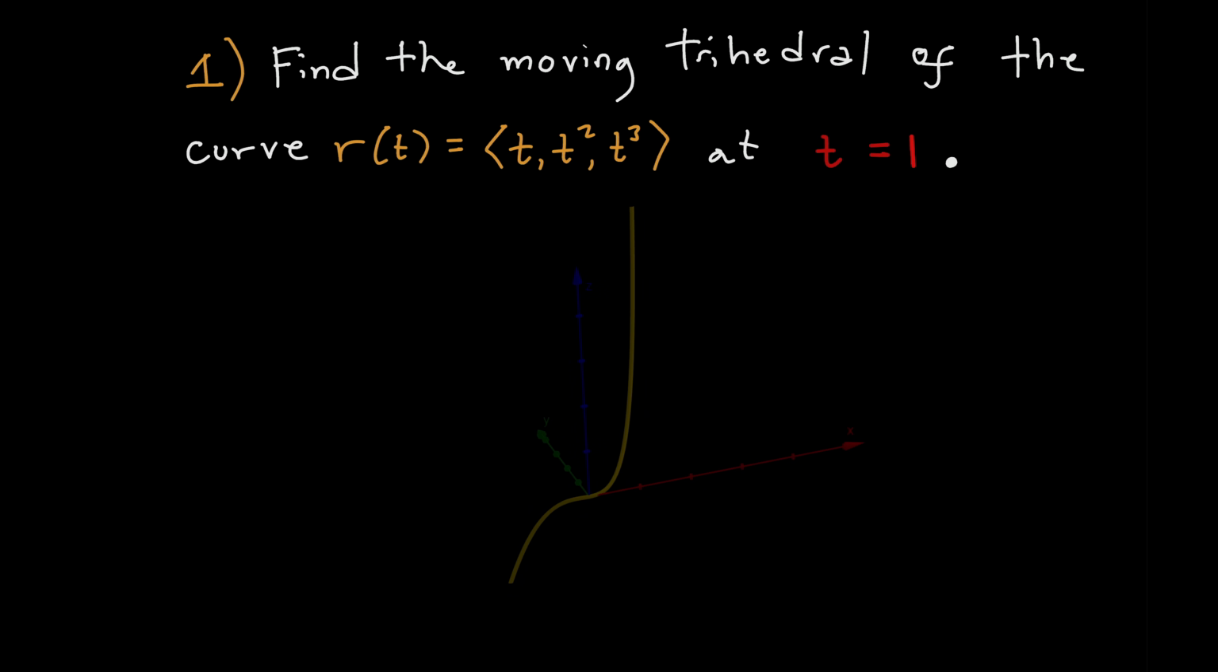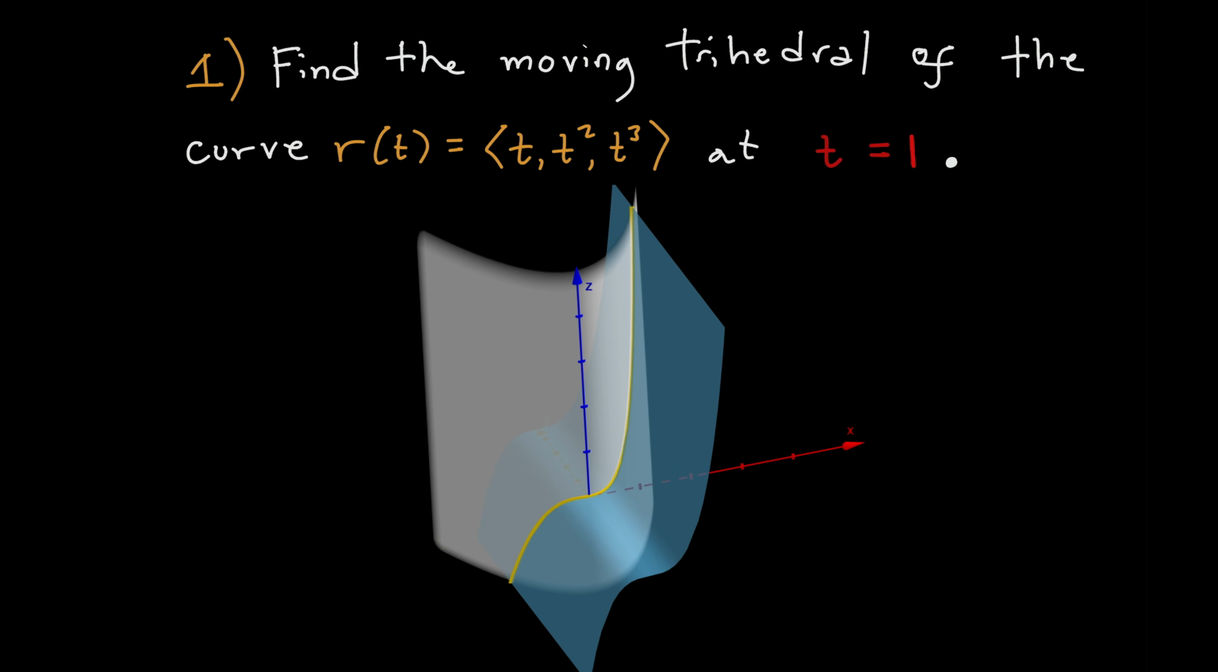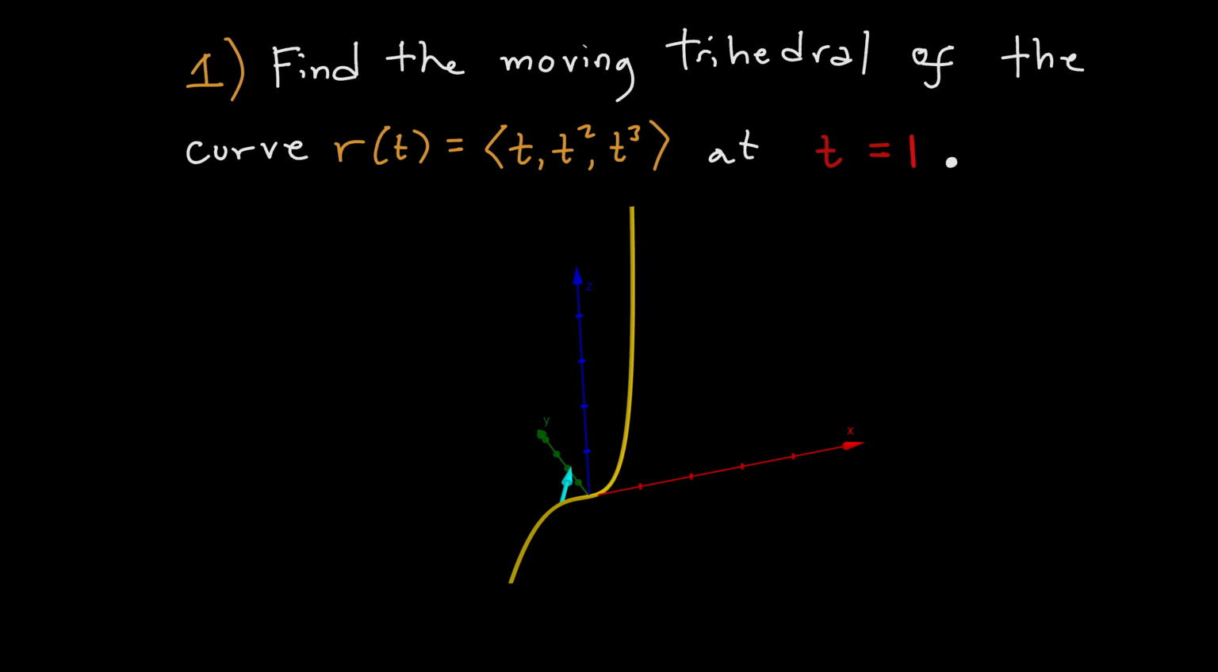The curve given in our problem is simply the intersection of the graph of these surfaces. So we have the graph of z equals x cubed and the graph of y equals x squared. And the moving trihedral we're looking for is these vectors. And we aim to obtain the value of these vectors when t hits the value equal to 1.